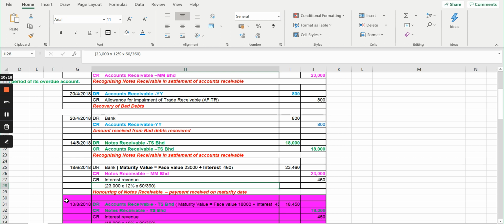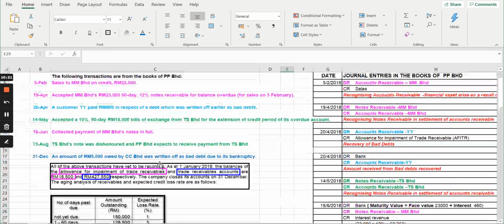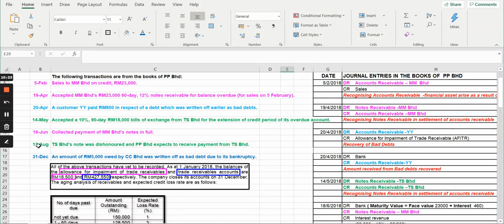Okay, next, we go on to our next transaction. Our next transaction is 13th of August, where you have this customer that earlier you received the note from, which is TS.